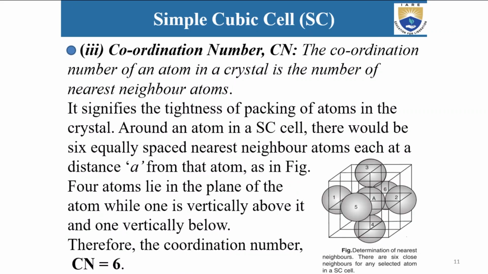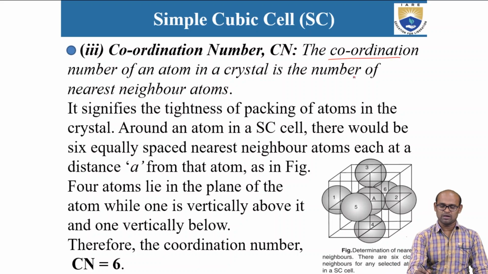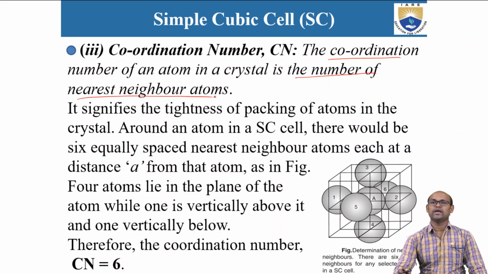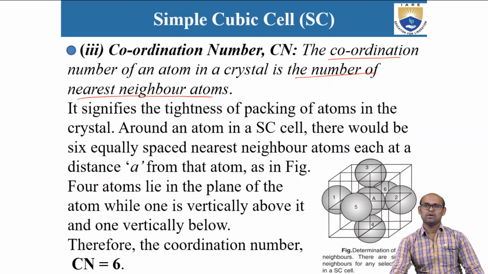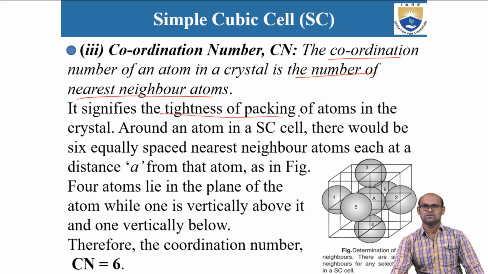The next parameter we are going to look at is the coordination number. So what is a coordination number? The coordination number of an atom in a crystal is the number of nearest neighbor atoms. So the number of nearest neighbor atoms gives us the coordination number of a unit cell. It signifies the tightness of packing of atoms in the crystal, that is, how tightly the atoms are packed in a crystal. This is given by the coordination number.